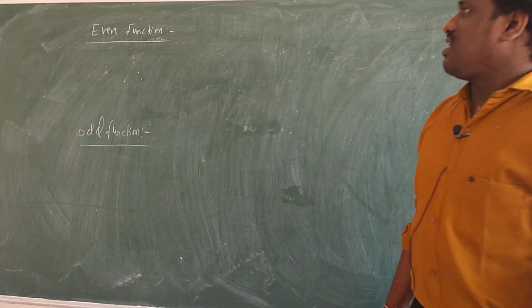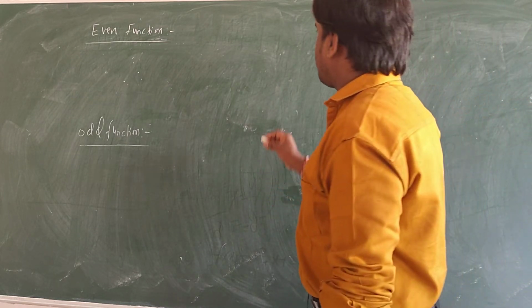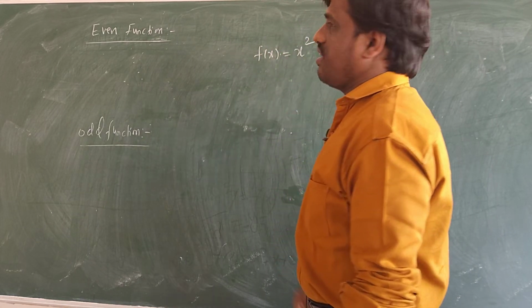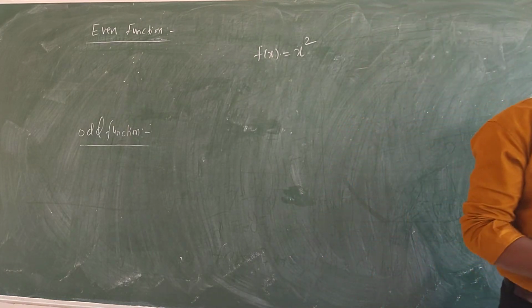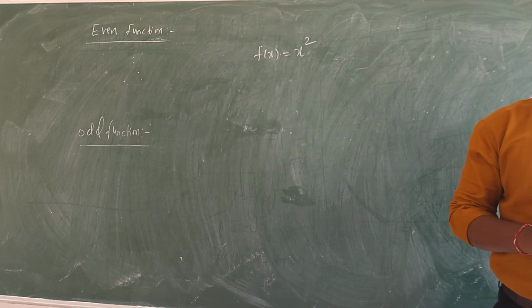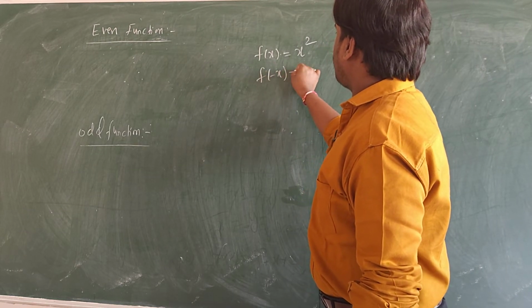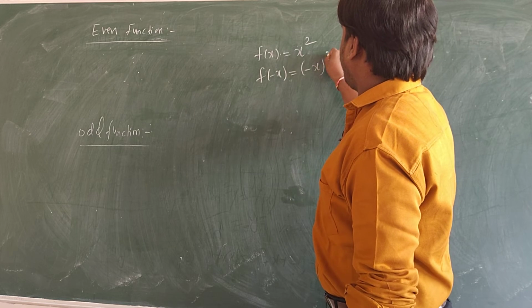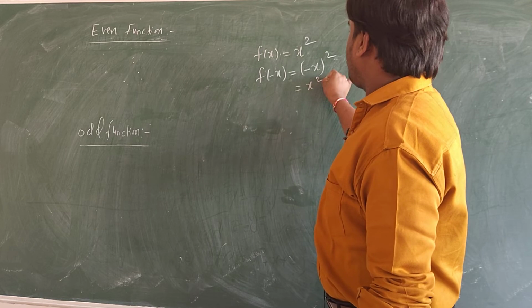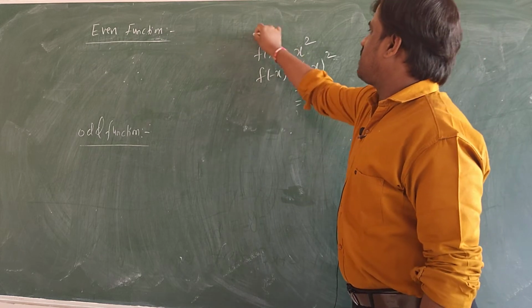Now, even function and odd function. What is an even function? What is an odd function? Any function is given. For example, f of x is equal to x square, which you have seen. If I replace x with minus x, what do I get here? F of minus x is equal to minus x whole square. What is the value of this? This is also x square. It means x square is itself the function f of x.